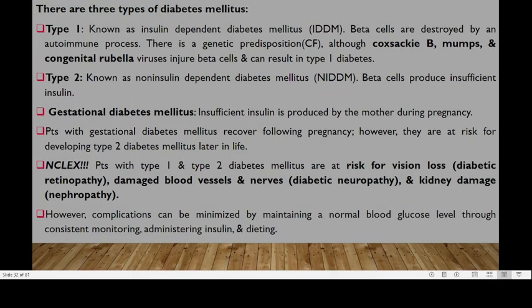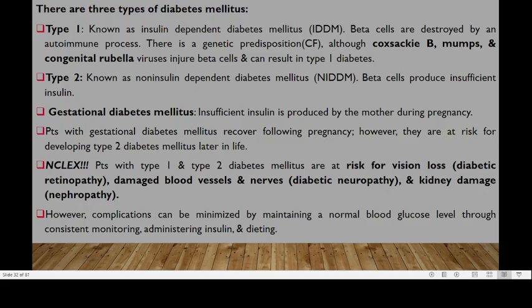So there are three major types of DM. We have type 1, which is known as insulin-dependent diabetes mellitus, IDDM. Here, beta cells are destroyed by an autoimmune process. There is also a genetic predisposition, although coxsackie B, mumps, and congenital rubella virus injure those beta cells and can also result in type 1 diabetes. Type 2 is also known as non-insulin dependent diabetes mellitus, NIDDM. So here beta cells produce insufficient insulin.